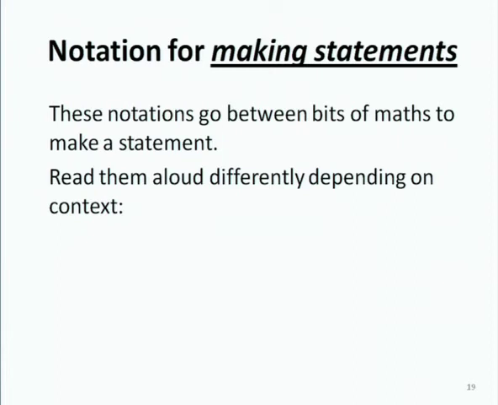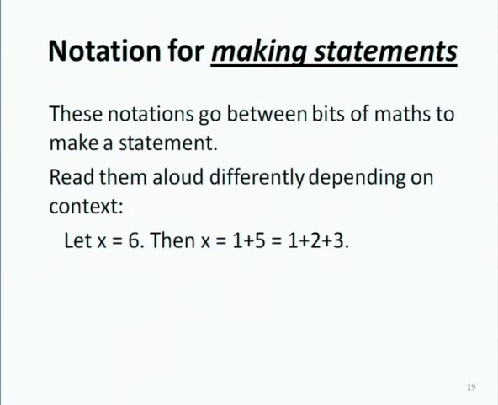So, you may have names for things, like x, and you might want to say something about x. You might want to say that x is equal to 5. That's a statement, it's a sentence. It involves a verb, which is equal to, and it involves a subject and an object. And we're going to find out how that works in maths. But I should warn you that most notations for making statements are read aloud differently depending on context.